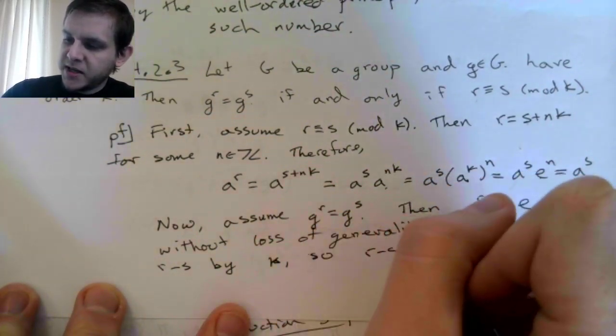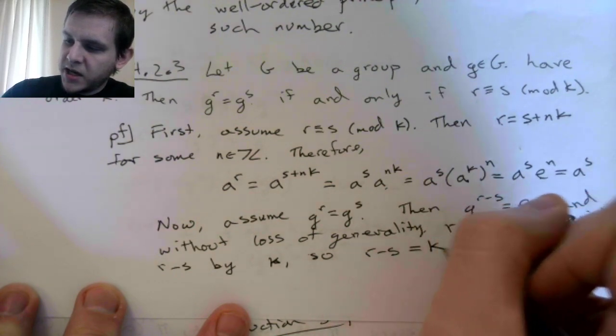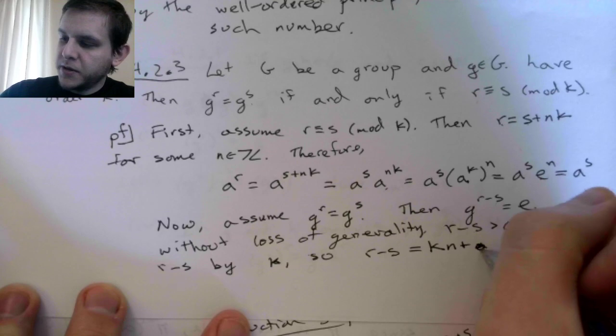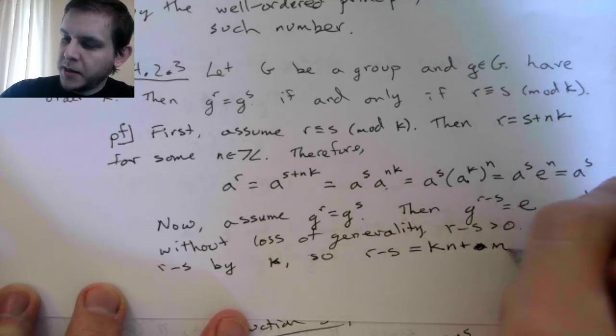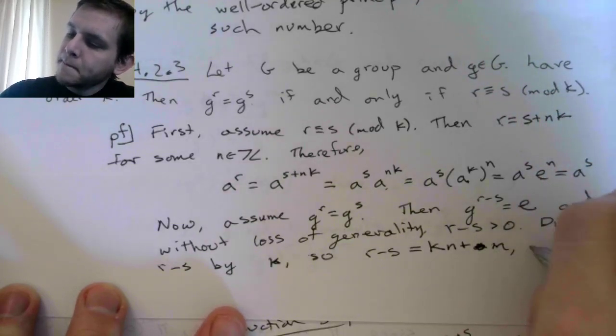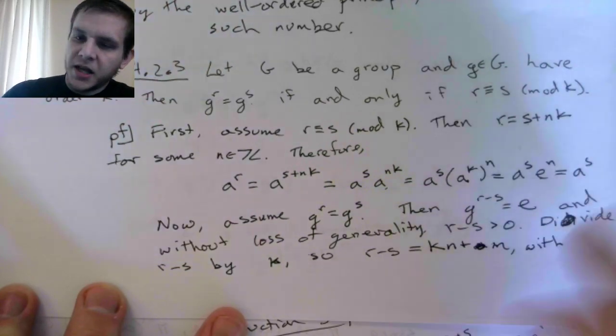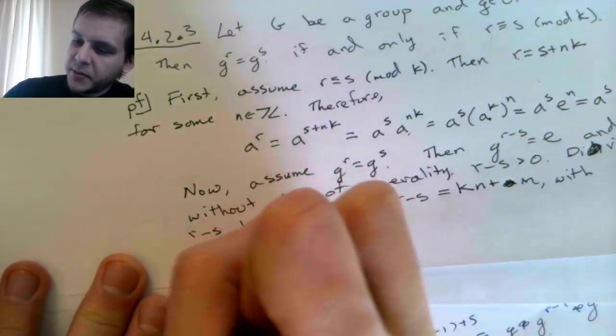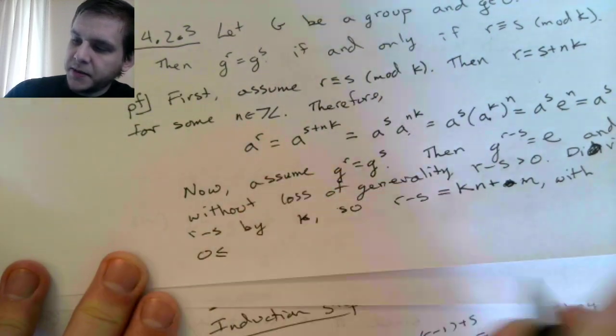So R minus S is K times some integer plus a remainder. I don't want to use A for this number. It's called M. And the key here, as always with the division theorem, is that the remainder is smaller than the thing I'm dividing by.